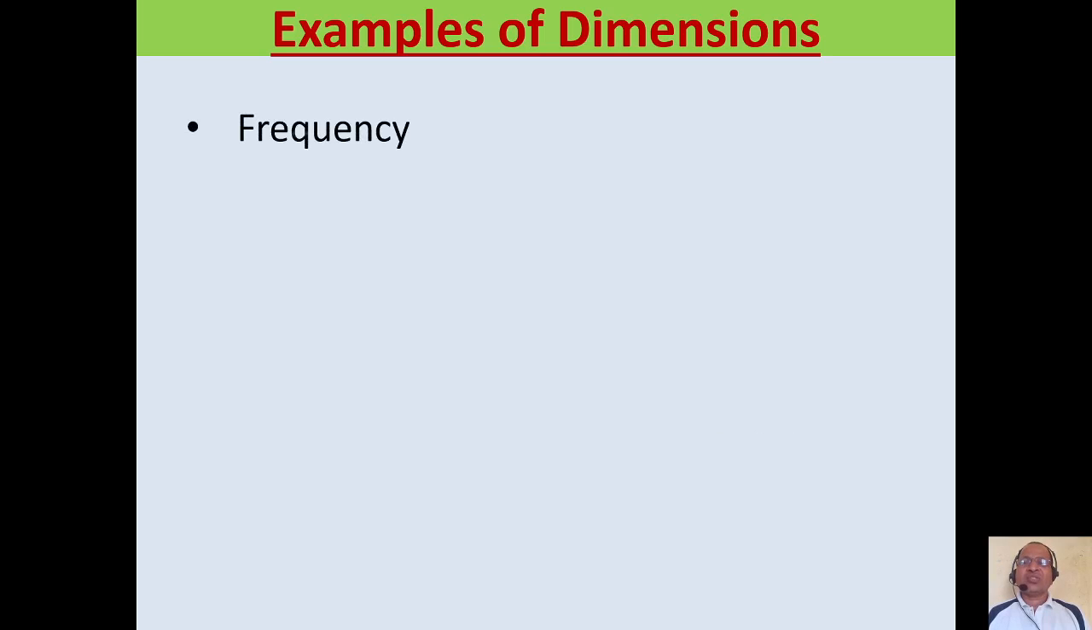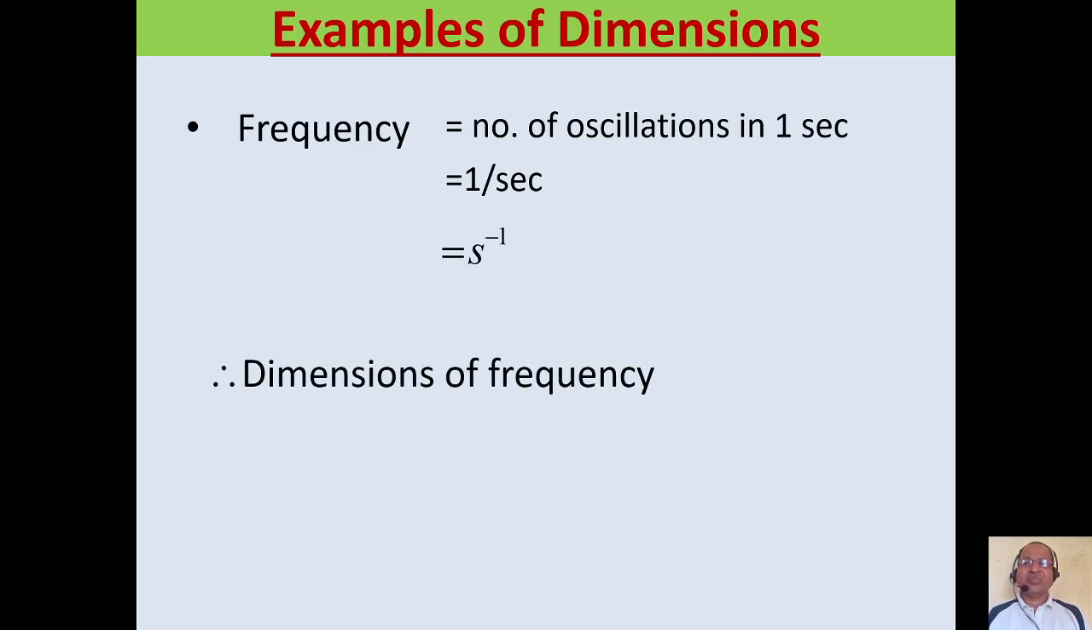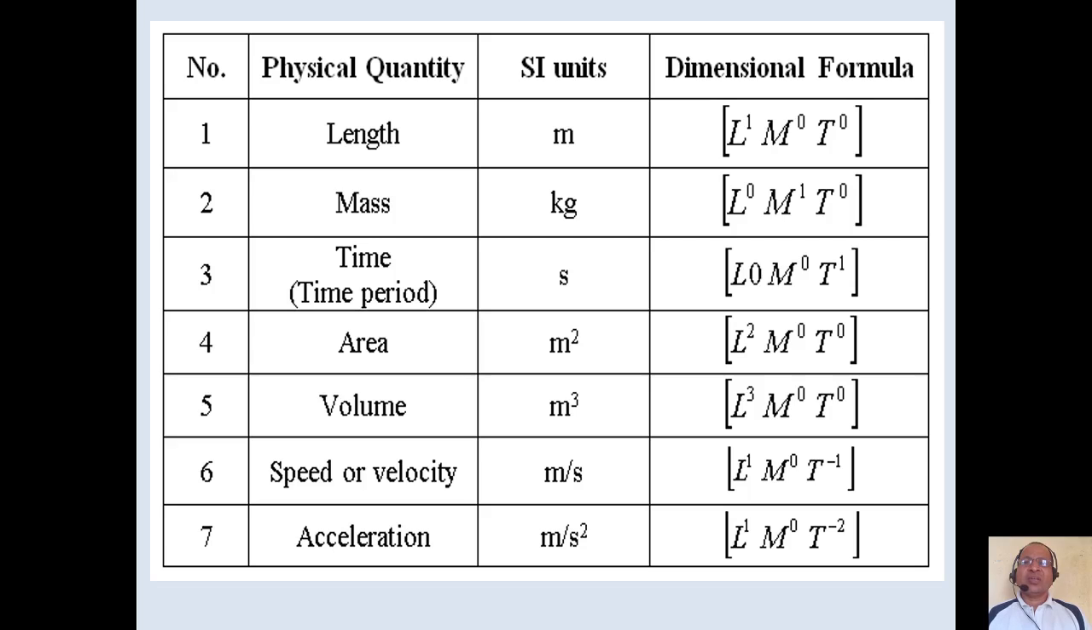Let us have dimensions of frequency. Frequency is a quantity related with oscillations or rotations. Frequency is the number of oscillations in 1 second. We can write it as 1 upon second or second raised to minus 1. So dimensions of frequency become L raised to 0, M raised to 0, T raised to minus 1. So now we can summarize all these physical quantities with their dimensional formula, starting from length measured in meter.